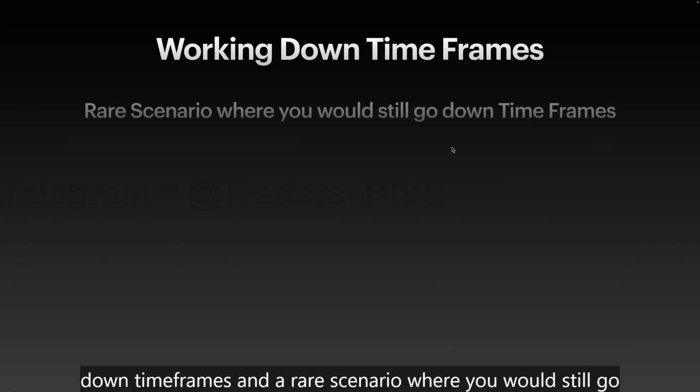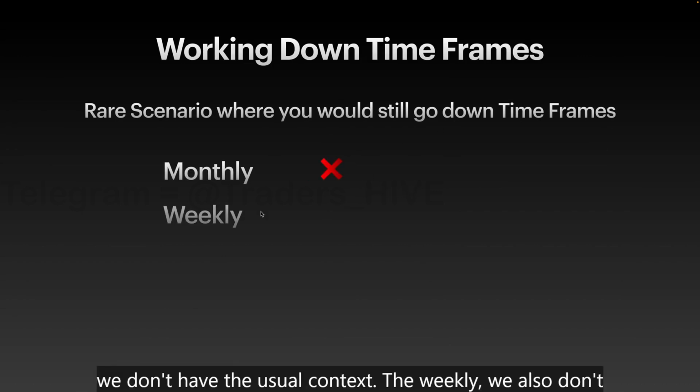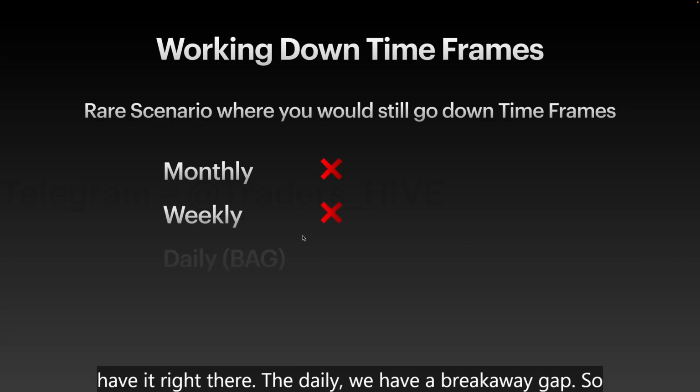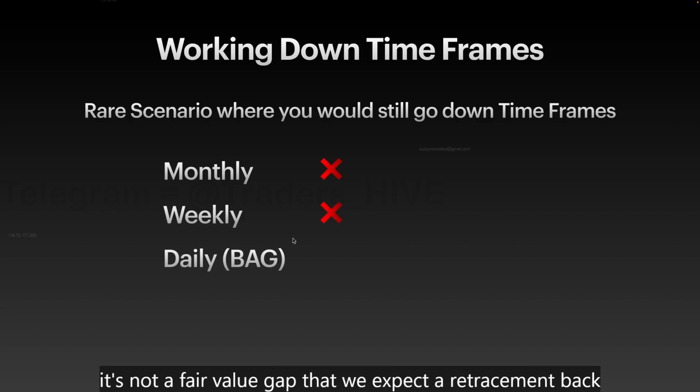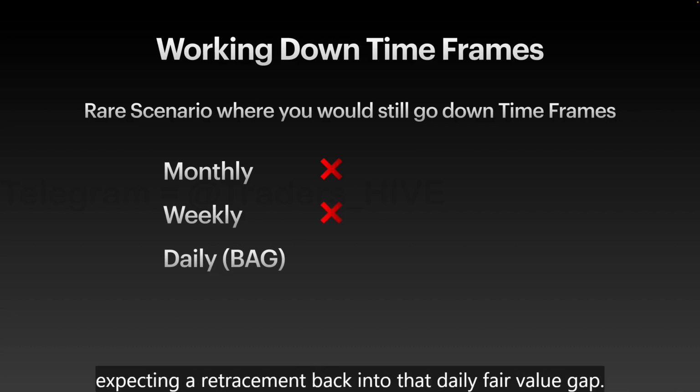So working down time frames, and a rare scenario where you would still go down time frames is the following. So let's say the monthly, we don't have the usual context. The weekly, we also don't have it right there. The daily, we have a breakaway gap. So it's not a fair value gap that we expect a retracement back into. That's why it's a breakaway gap. So we're not expecting a retracement back into that daily fair value gap.